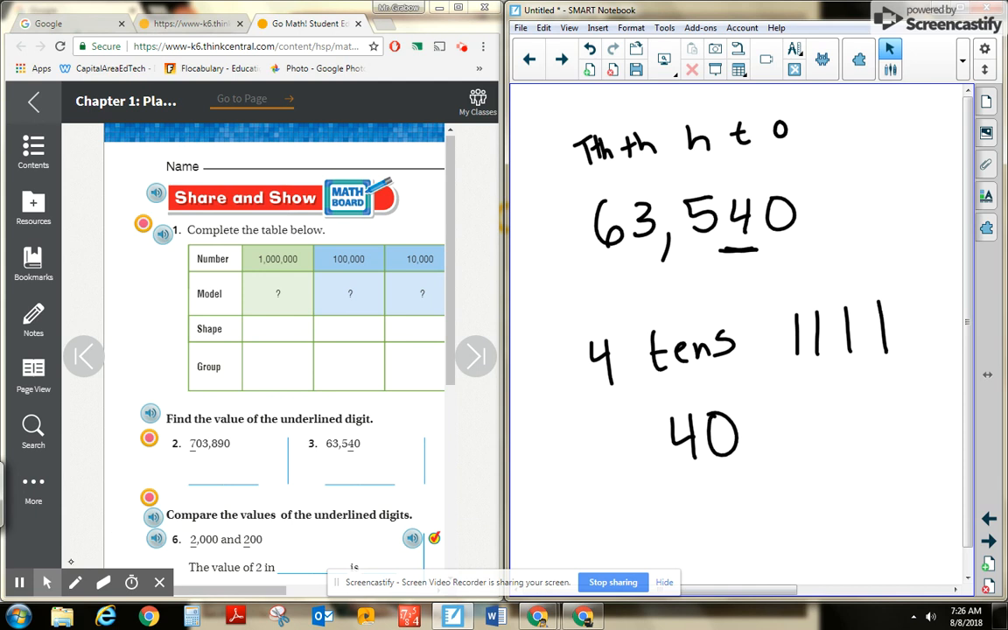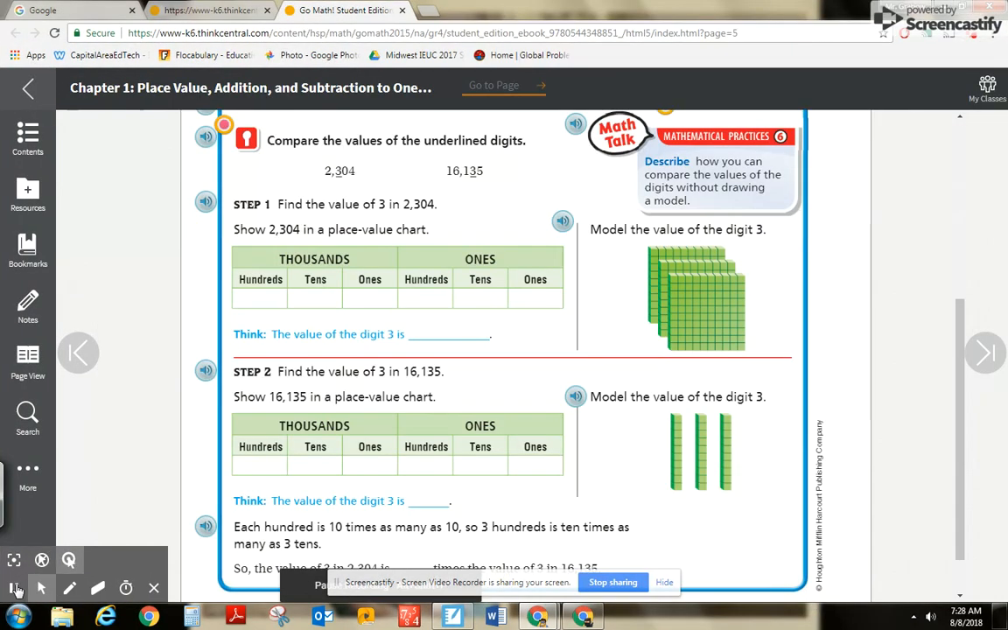All right, let's pause, and we are now going to take it up to a new level and compare place value. All right, guys, so now we're going to compare the values of the underlying digits in 2 numbers. So we have 2,304. We're comparing it to 16,135. And you notice that we're comparing the 3s. The 3s are in different place value spots.